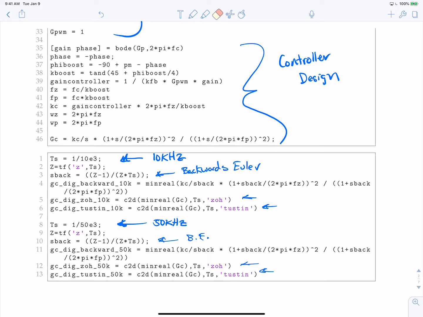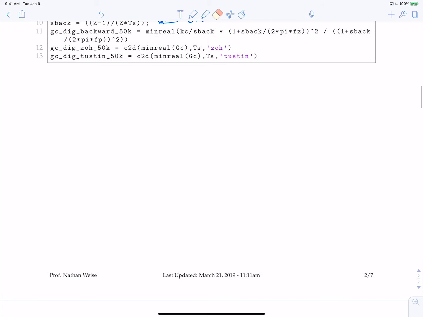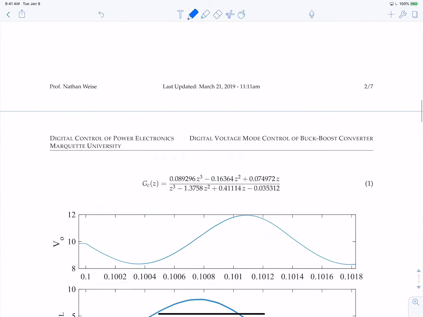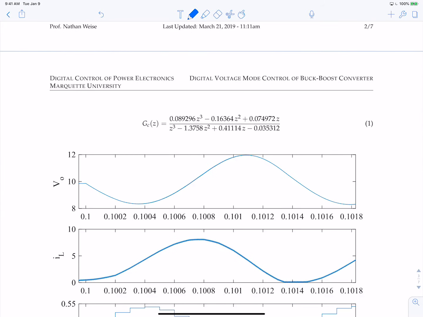What I'd like to say is you can simply copy and paste this into MATLAB and run it and look at what the output of this controller is. So the first controller we're going to consider here is a 10 kilohertz. This popped out of our MATLAB script, and it's backwards Euler.